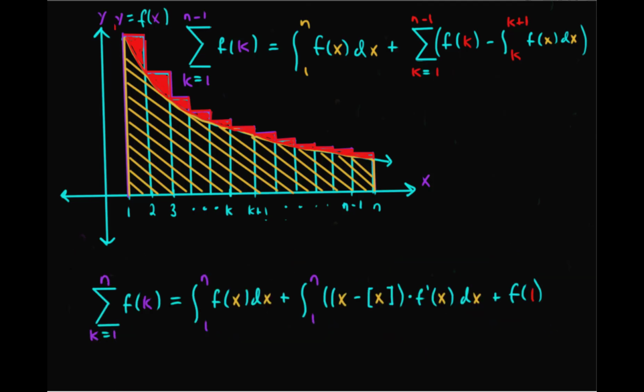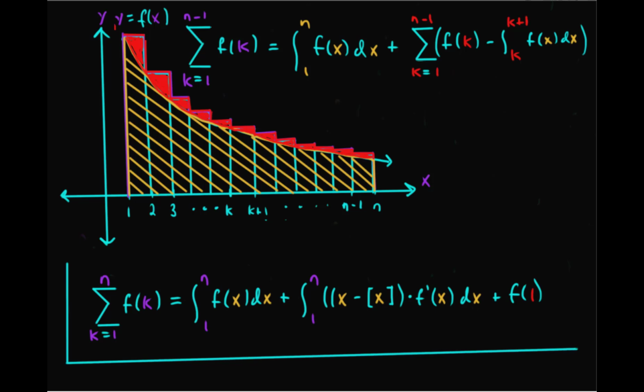And so now we have the beautiful expression that the sum of the values of f of k from k equals 1 to n equals the integral from 1 to n of f of x dx plus the integral from 1 to n of the quantity x minus the floor of x, close parenthesis, times f prime of x dx plus f of 1.